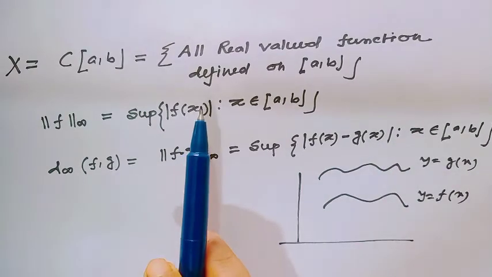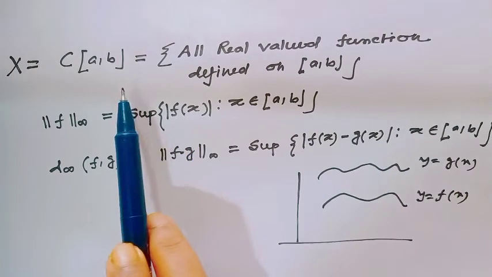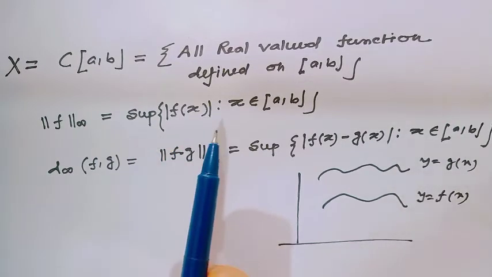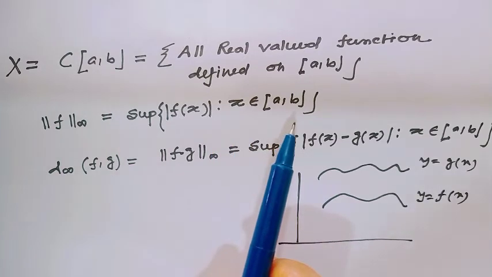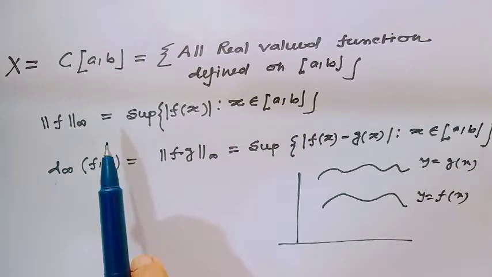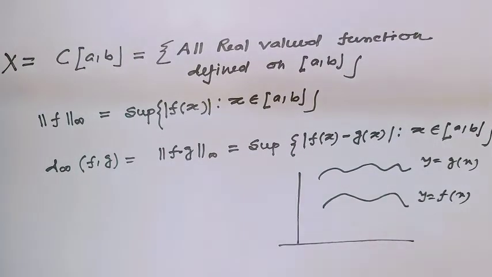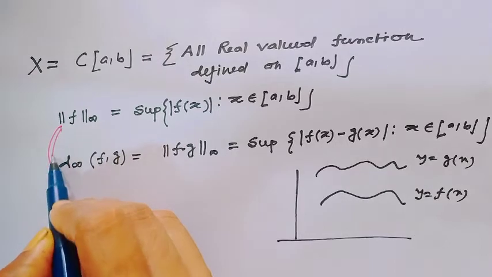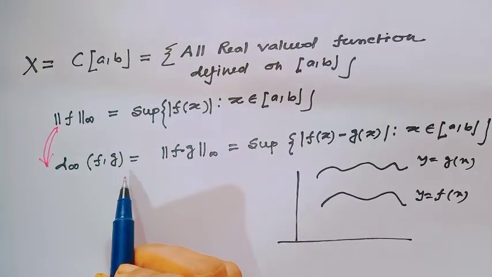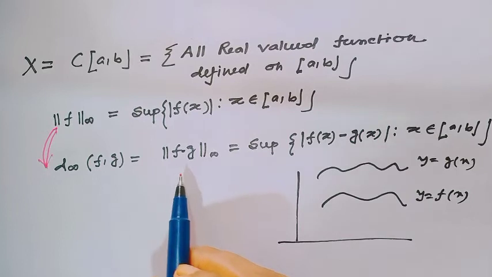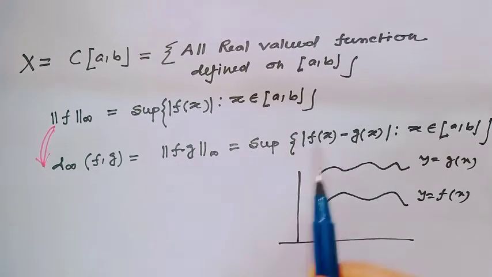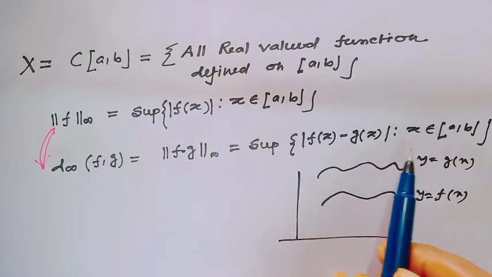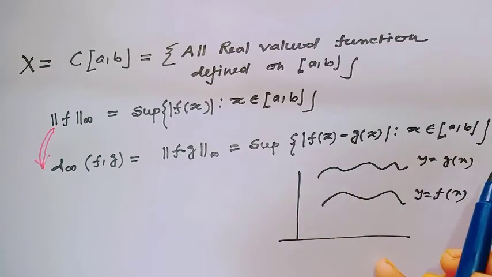We all know that for C[a, b], the norm is defined as the supremum of the absolute value of f(x), where x belongs to [a, b]. Since this is a norm, the metric induced by this norm would be d infinity of f comma g, which is equal to the norm of f minus g infinity, which is actually the supremum of the absolute value of f(x) minus g(x), where x belongs to [a, b].